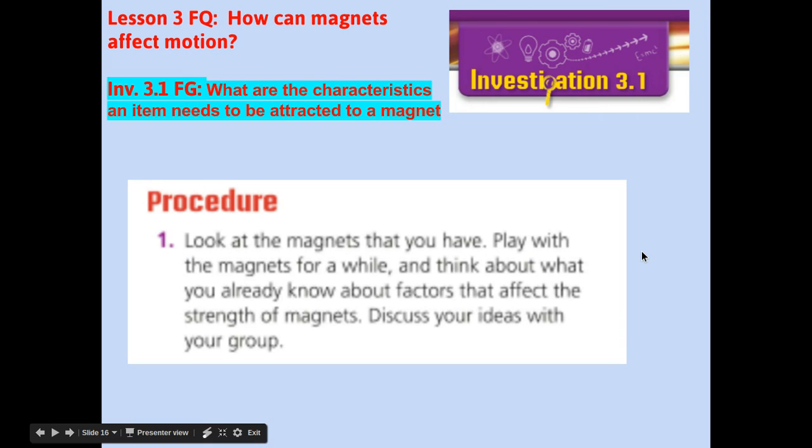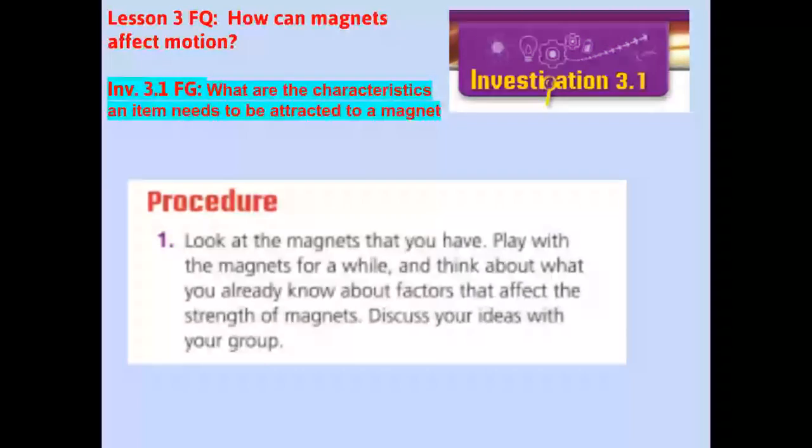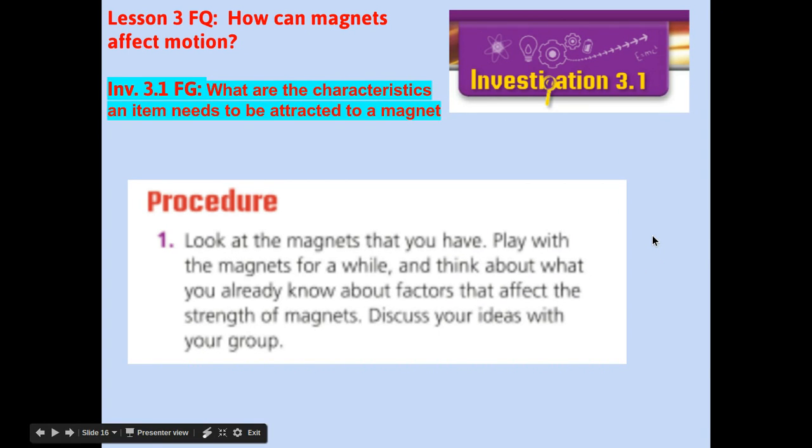So as you go through the investigation today, remember that our focus question for the whole unit is how can magnets affect motion, and our focus question for today is what are the characteristics an item needs to have to be attracted to a magnet. You're going to be looking at a bunch of different materials today and then discussing which ones you think will be attracted to the magnets. So you're going to do a little hypothesis about which ones will be attracted to the magnets.